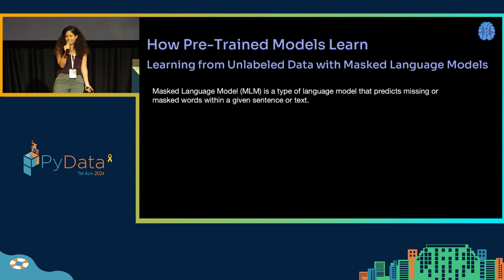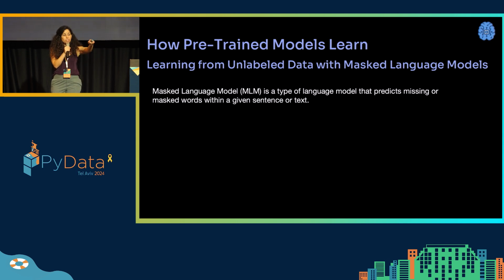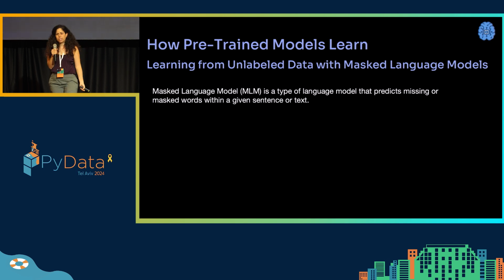What is unlabeled data? Can you give me an example? Text. Book. What else? Wikipedia. Yes, what else? I didn't hear it. Louder. Maps. Maps, yes, it's unlabeled data.